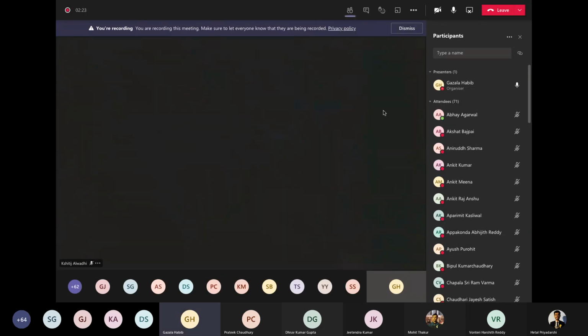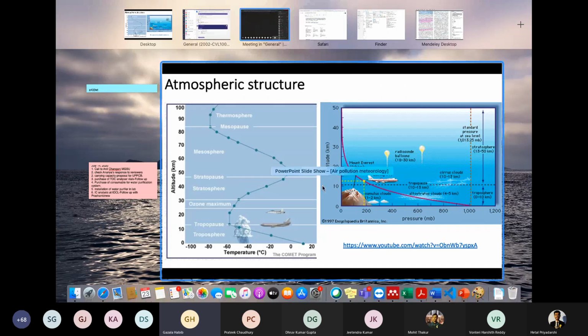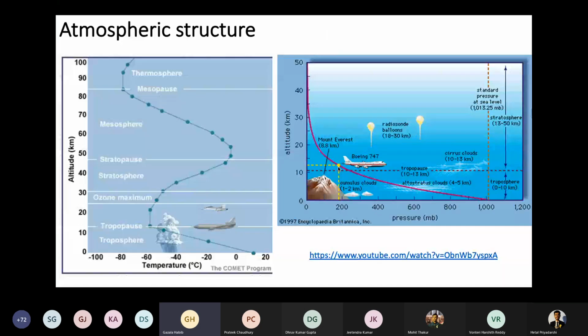Okay, so let's start our last discussion where we left. I got the feedback that atmospheric structure is not explained well, and so you want me to explain it again.